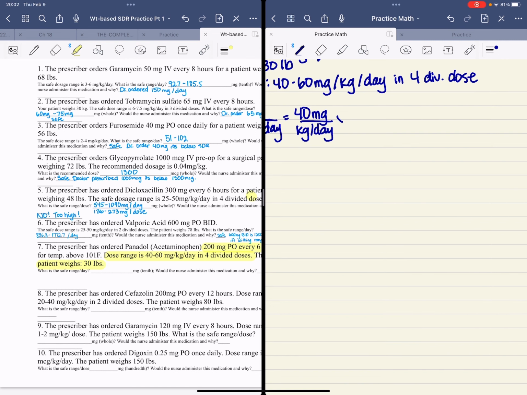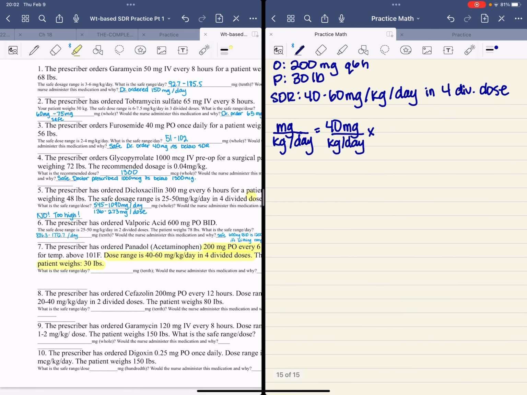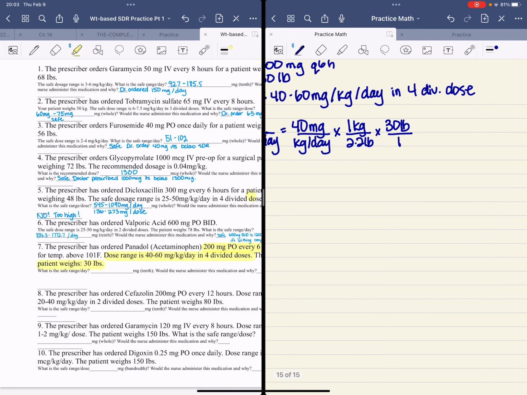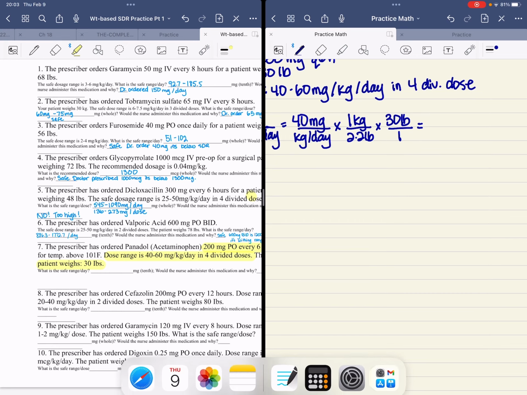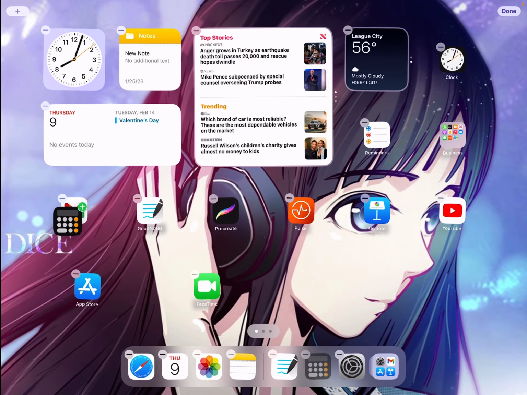You're going to multiply it. So the next set of information you have is a conversion, right? Because you can't convert the patient yet to kilogram. So 1 kilogram is 2.2 pound, right? You multiply then by 30 pounds. That's what the patient weighs. You put a place mark of 1, and then you multiply across.